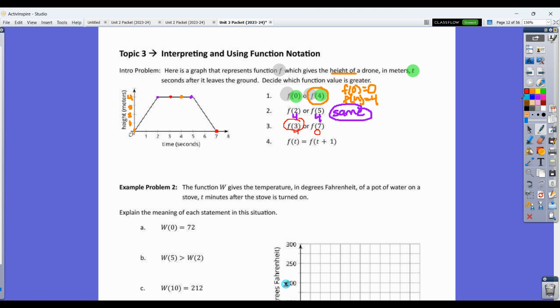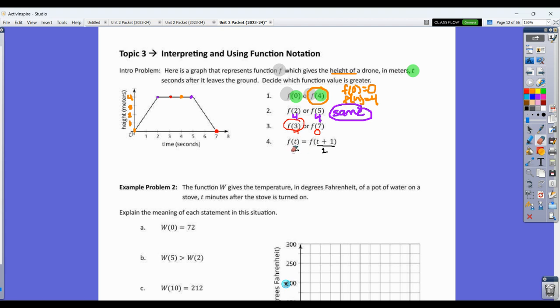Now, this last one makes you think a little bit. f of t and f of t plus 1. So t is just any arbitrary time, and t plus 1 means that time plus 1 second. So we have to think about this in terms of the graph. If t was 0, and then this would be 1, then we would be finding the height of the drone at 0, which is 0, and the height of the drone at 1, which looks like it's at 2, and those aren't equal. So that doesn't work out there.